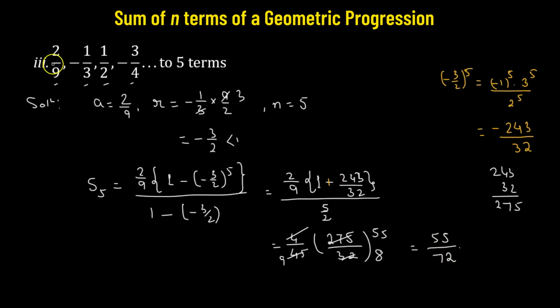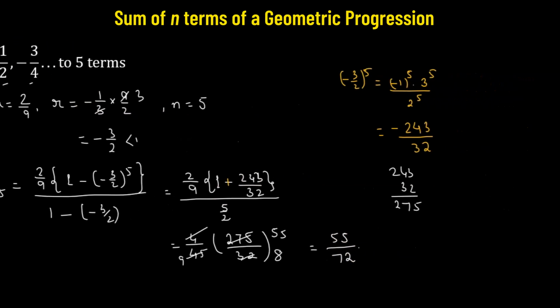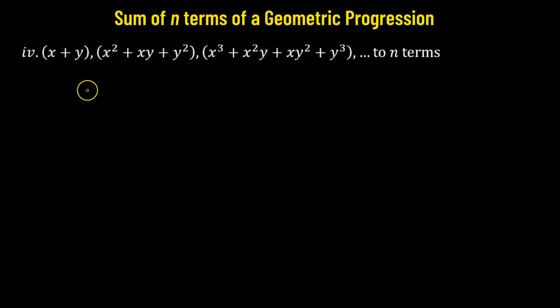So let's move on to the fourth problem. Problem number 4. So here we want to obtain the sum of the given geometric progression up to n terms. So let's begin by rewriting the sum as Sn, the sum of the n terms.